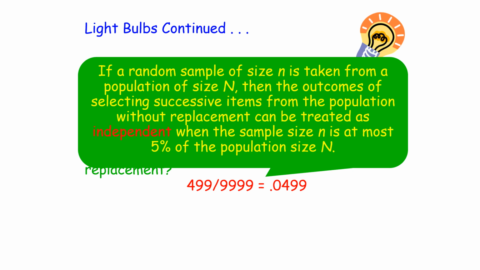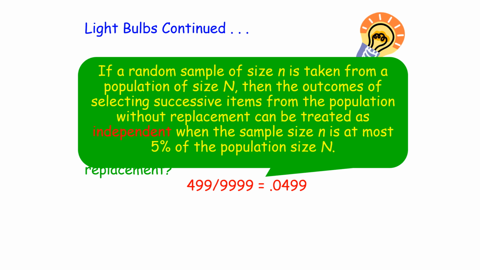If a random sample of size n is taken from a population of size capital N, then the outcomes of selecting successive items from the population without replacement can be treated as independent when the sample size n is at most 5% of the population size capital N.